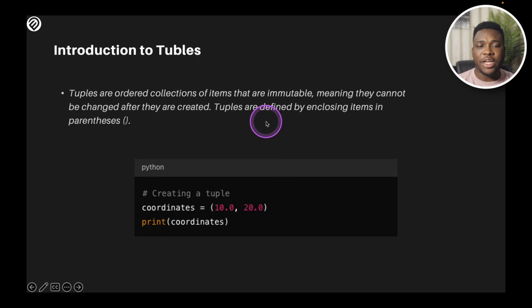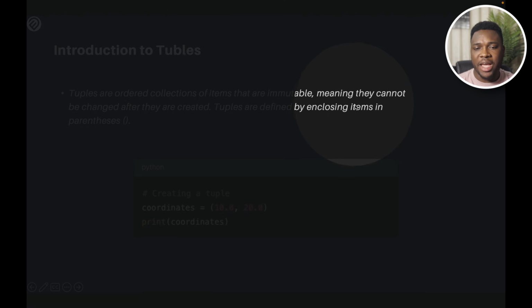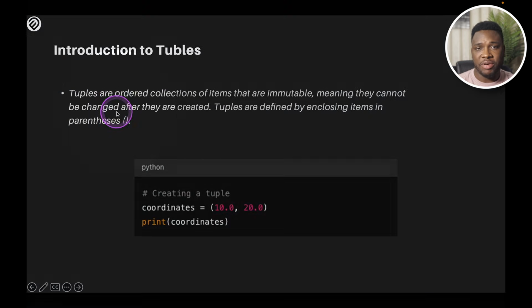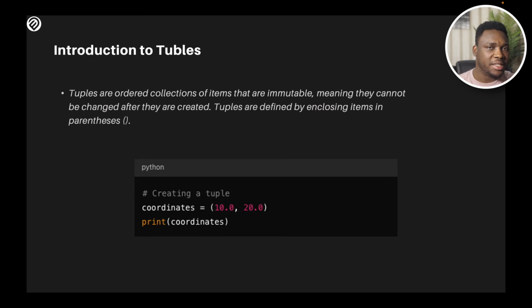Tuples are ordered collections of items that are immutable, meaning that they cannot be changed after they are created. Tuples are defined by enclosing items in parentheses, unlike lists, which use square brackets, and lists are very mutable. You could change a list, restructure it, change the values in it, remove a value, add new values, or delete all of the elements in a list. But tuples are quite different because you can't do this in tuples.